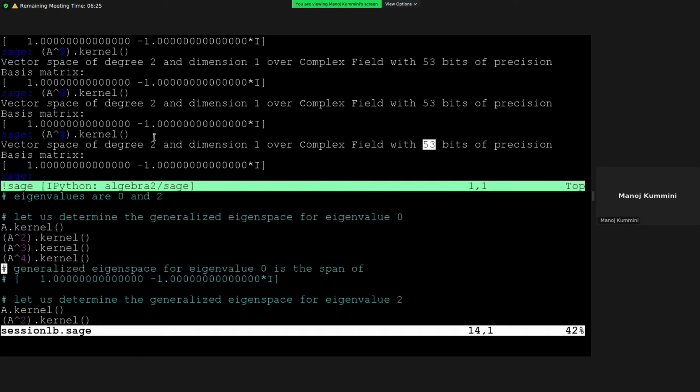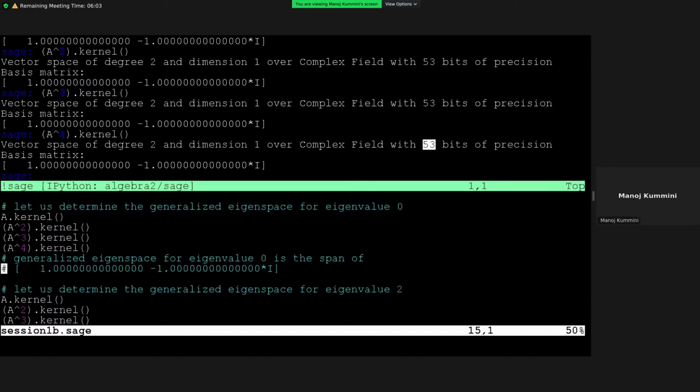So anyway, we just conclude now that the generalized eigenspace of 0 is the span of this vector. I mean, the vector 1 minus I. Okay, so the generalized eigenspace for eigenvalue 0 is the span of 1 minus I.